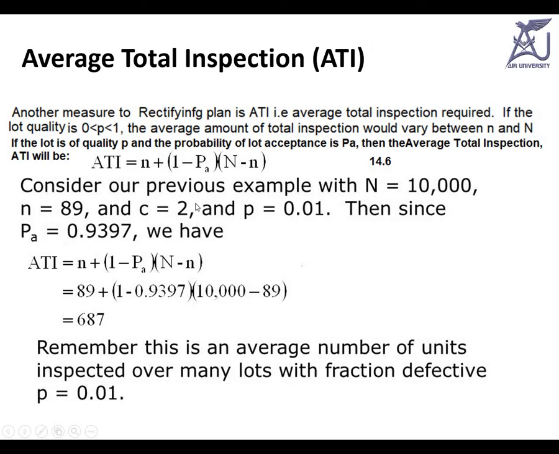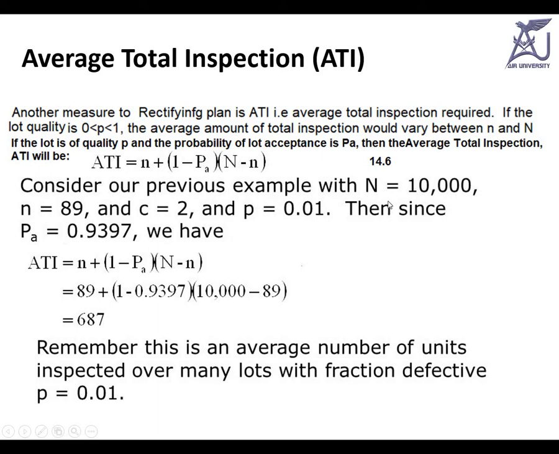Okay, coming to the average total inspection, this is another measure for the rectification plan, which we did earlier. This is called ATI, average total inspection. This is the average total inspection required. If the lot quality is between 0 and 1, the average amount of total inspection would vary between n and N. If the lot is of quality p and probability of acceptance is PA, then the average total inspection will be equal to, as per formula, n plus (1 minus PA) into (N minus n). So this is the formula to calculate average total inspection.